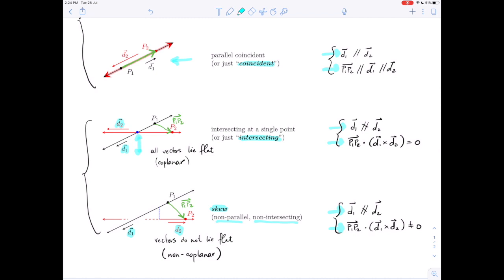In the next video, we'll do an example to practice this with some actual lines given their actual algebraic equations, and then we will do a little summary and come up with sort of a flow chart to capture all of this information succinctly in another form.